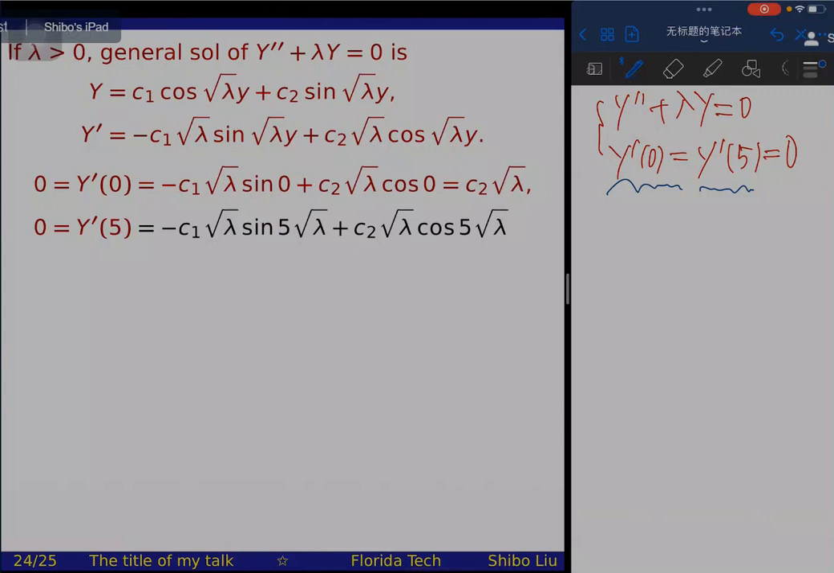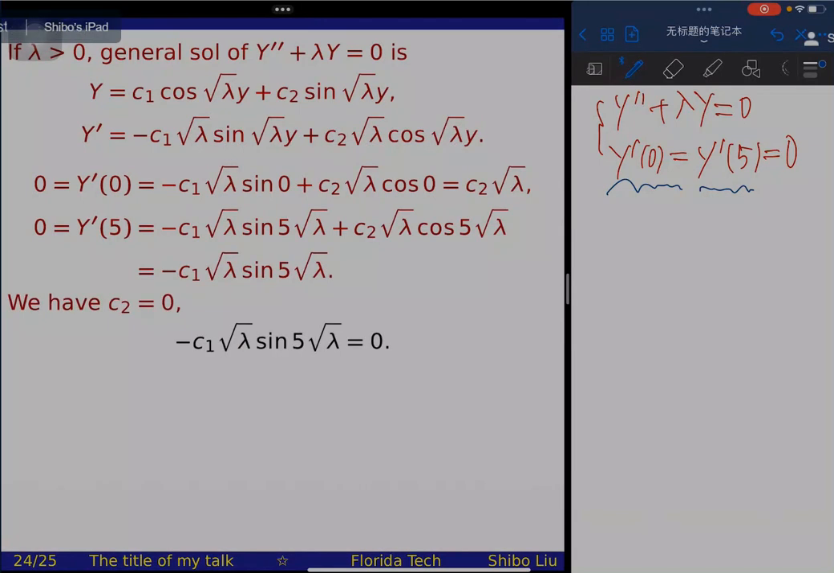So from these two equalities, first we see that, since C2 is 0, y prime of 5 is simply minus C1 square root of lambda sine. Now, C2 is 0, but we don't want C1 to be 0 as before. If C1 is 0, then the capital Y is identically 0, so such lambda is not an eigenvalue. So C1 is not 0.